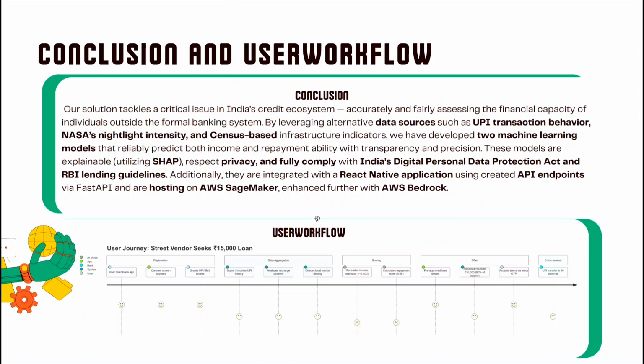And to conclude, our solution tackles a critical issue in India's credit system. We have made two machine learning models using publicly available data sets, and we follow India's Personal Data Protection Act and RBI lending guidelines. We have also created a React Native application using API endpoints via FastAPI, and we are going to host this on AWS SageMaker, enhanced further with AWS Bedrock.